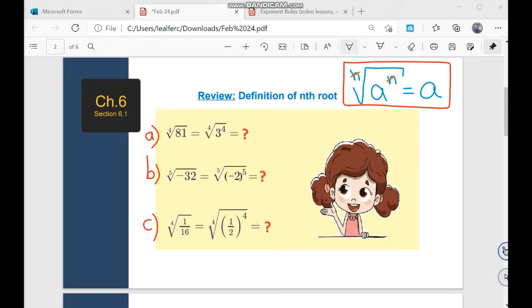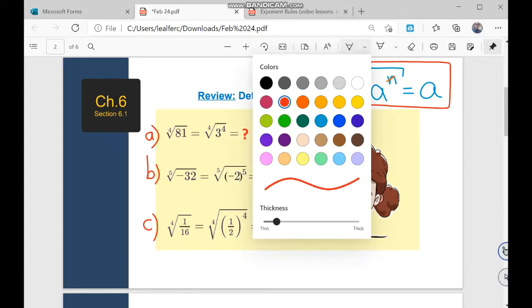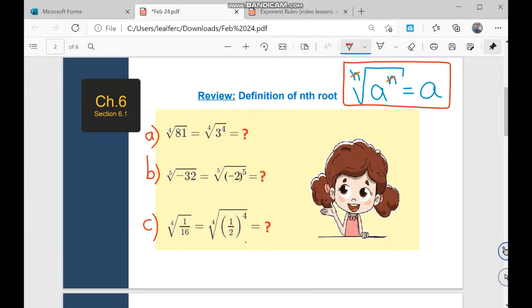Alondra, very good, great. Yes, that's the right answer for letter C. You just need to simplify. You have the index 4 with another 4. Inside the root, the radicand, I mean the number that you have here, is not negative, so you don't need to be worried about it. 1/2 is the right answer. Thank you, Alondra.